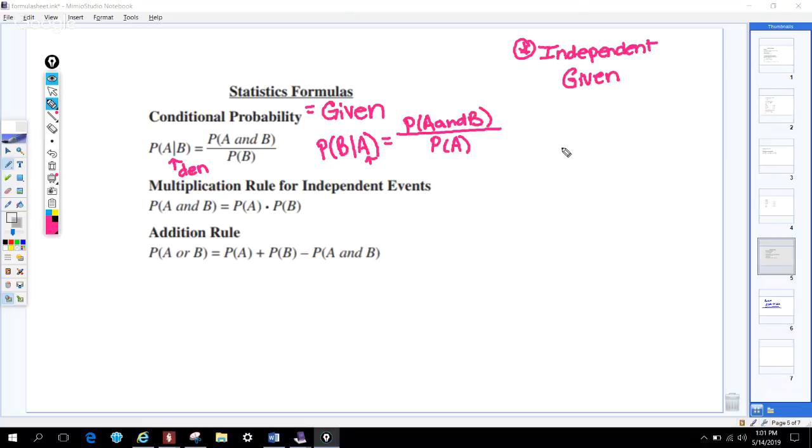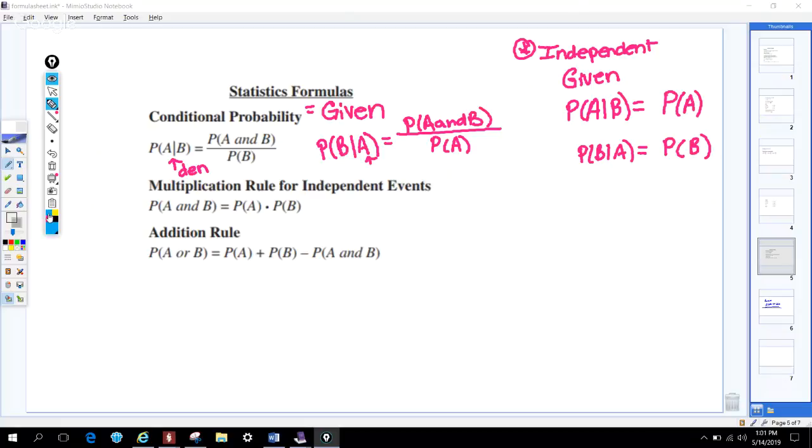So if you get, is it independent? And they say, is the probability of A given B independent? It will be independent if it equals only the probability of the numerator. So basically, if the denominator doesn't exist, then it's independent. So that's a newer thing. That's a new thing to go over.